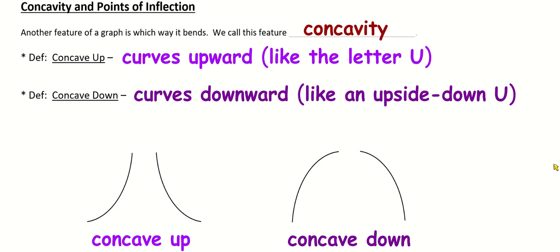So concave up basically means as we curve upward, like the letter U, and your generic definition of concave down means that we're curving downward like an upside down U. So this, as you can see, is curving up. But even this, even though it's decreasing, you can see how the curve is kind of facing up, like the letter U. And this would be concave down.